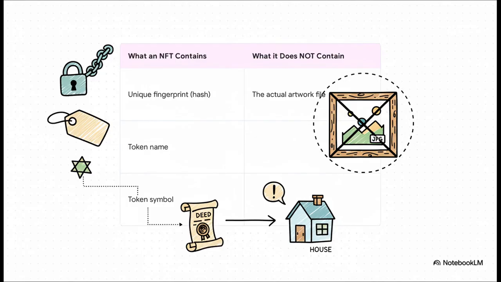Okay, now this is probably the biggest misconception about NFTs, so listen up. The NFT itself does not contain the art. The actual file, the artwork itself, it's not stored on the blockchain. Instead, the token holds data about the art, like a unique digital fingerprint called a hash, a token name, and a symbol. The absolute best analogy I've heard, an NFT is the deed to the house, it's not the house itself. It's the proof of ownership, not the thing you own.